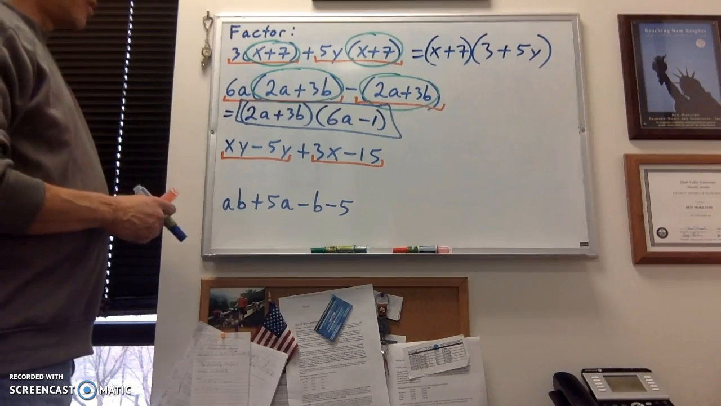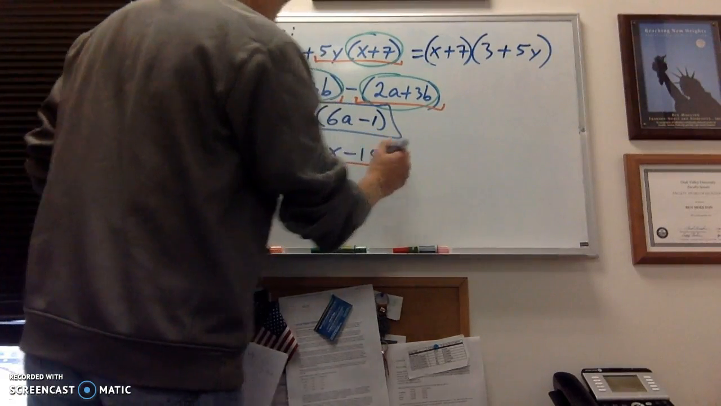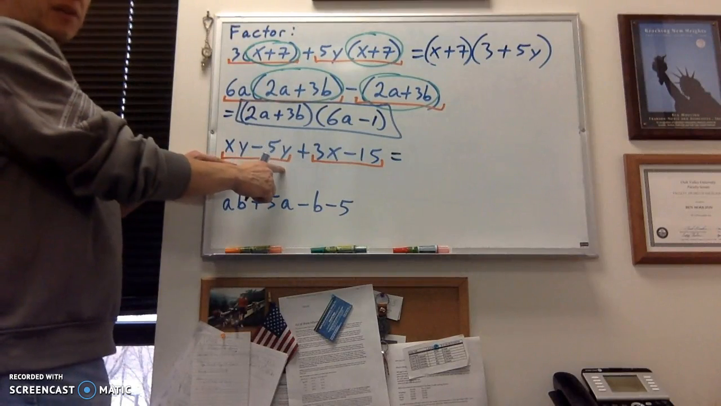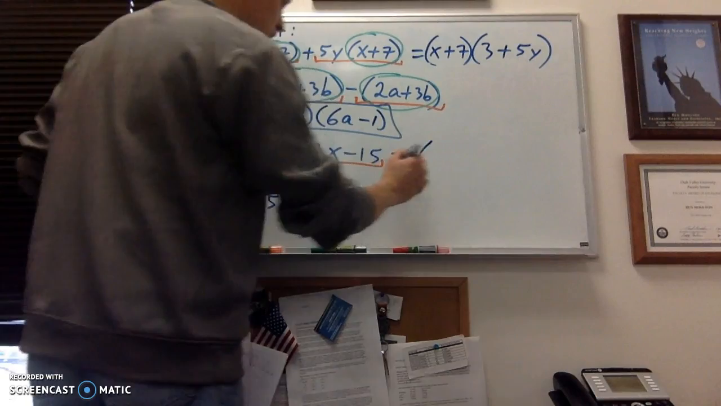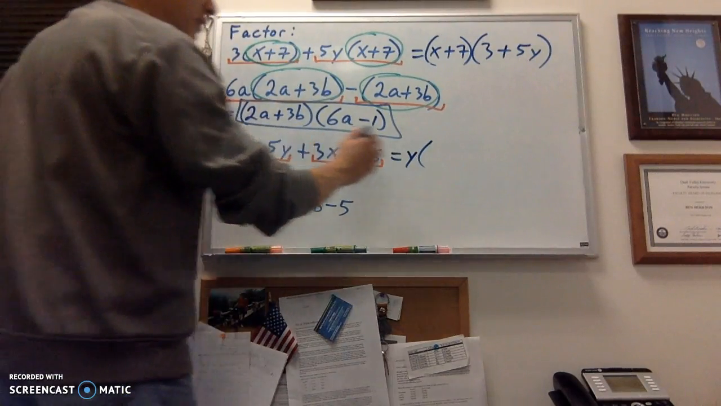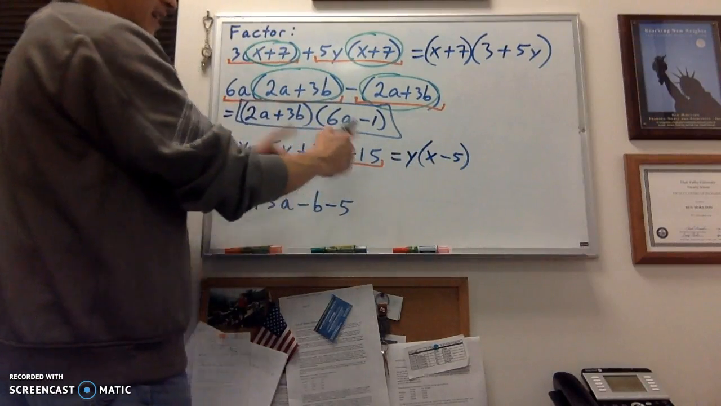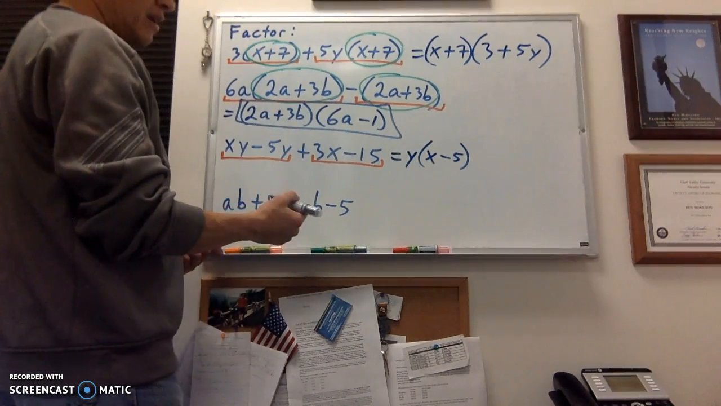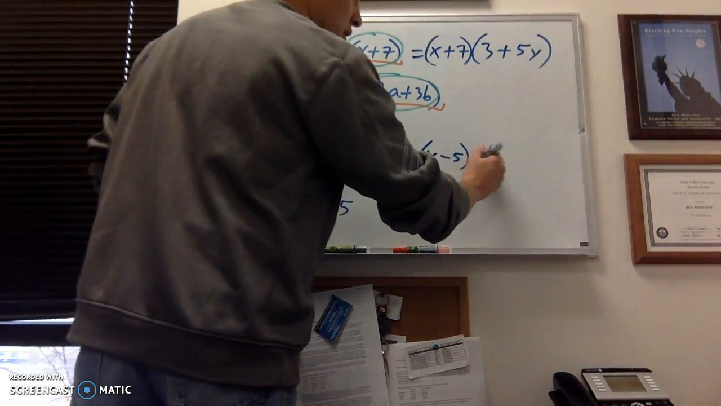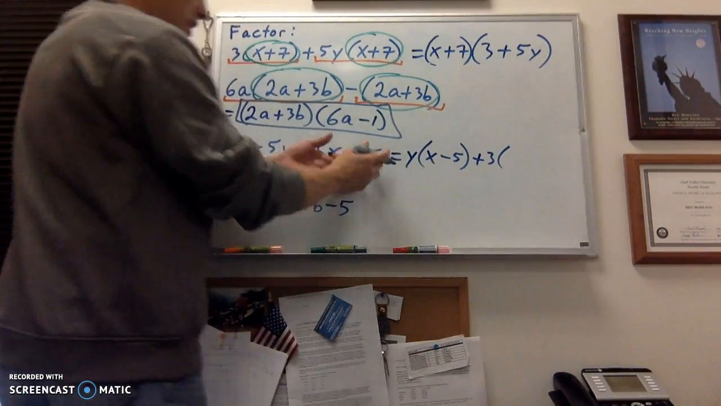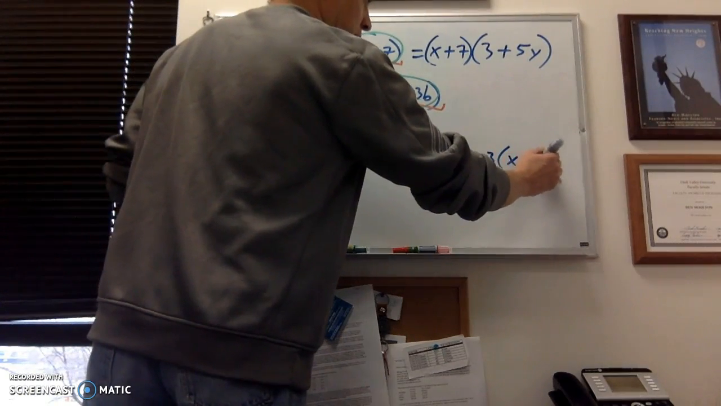Okay, out of the first group, let's see what factors out. They both have a y in common, right? So let's factor a y out. And when you do that, you have x minus 5. The last two terms, they have a 3 in common, right? So we'll factor a positive 3 out. When you factor a 3, you get x minus 5 left over.